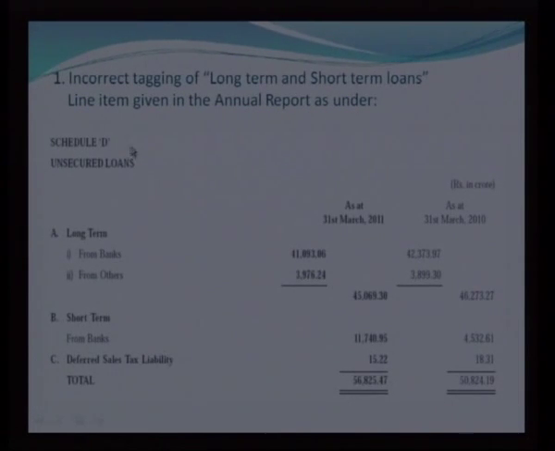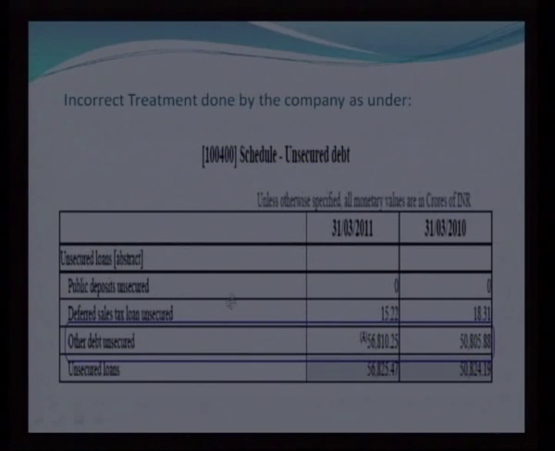Now this is a very, very important one. Now we have an unsecured loans schedule here, having a total of 56,000 crores as the total figure. They have unsecured loans from banks and then short-term loans from banks to the tune of 11,000 crores. Here you can see they have tagged it with other debts unsecured. The professional might be saying, okay, other debt unsecured.